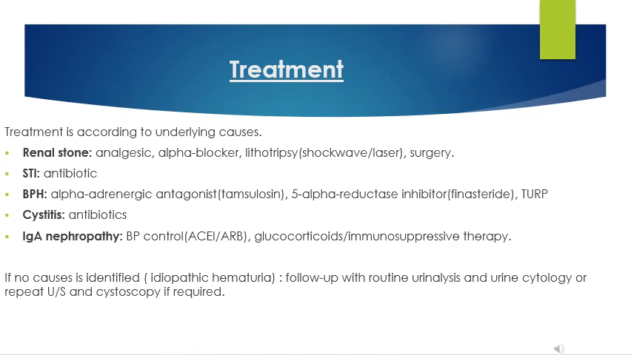IgA nephropathy. Start the treatment with blood pressure control with ACE inhibitors or ARBs. If they are steroid sensitive, treat with glucocorticosteroids or by immunosuppressive therapy. If no cause of hematuria is identified, that is, it is an idiopathic hematuria, follow up with routine urinalysis and urine cytology, or sometimes ultrasound or cystoscopy may also be required.